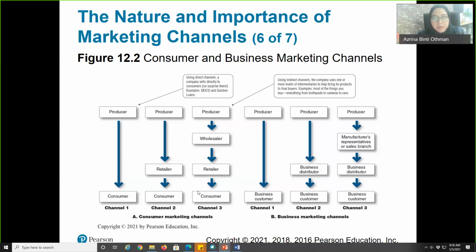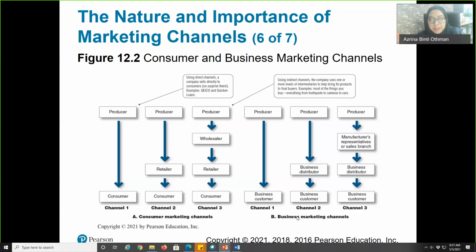For example, most of the things that you buy, everything from toothpaste to cameras to cars. So we need intermediaries to help us get the products or services for our daily routine, right?